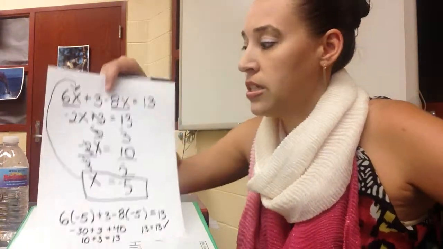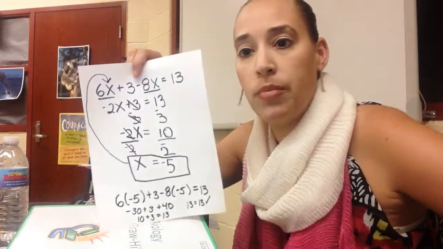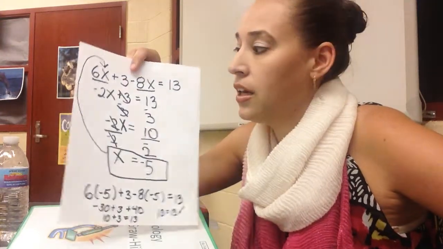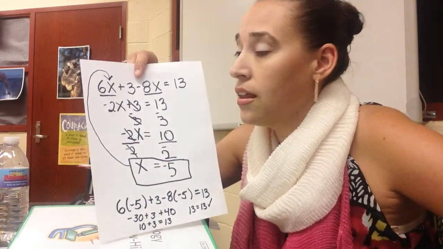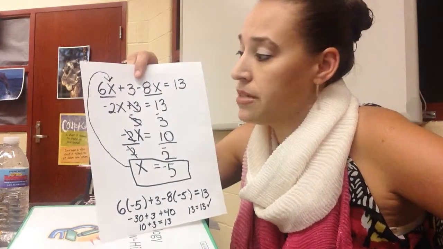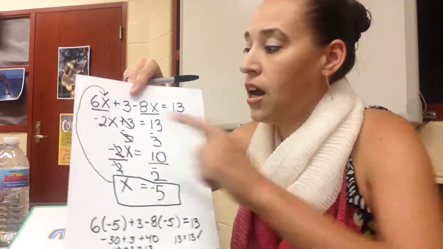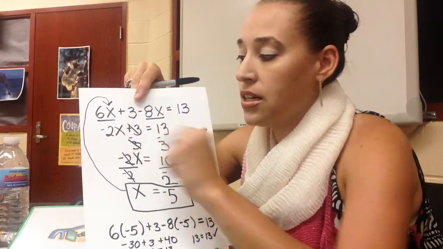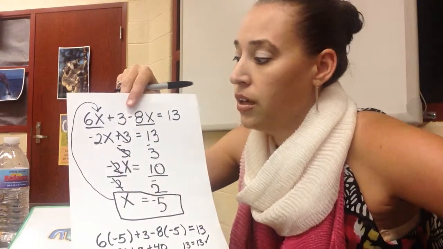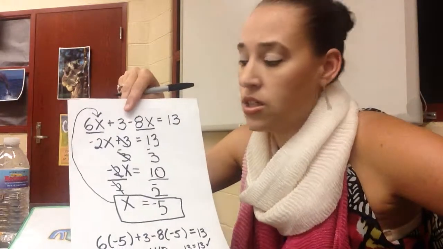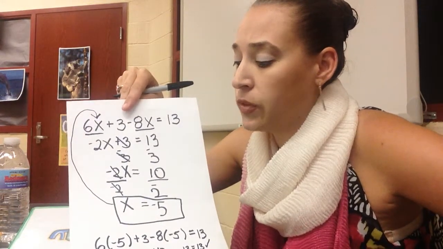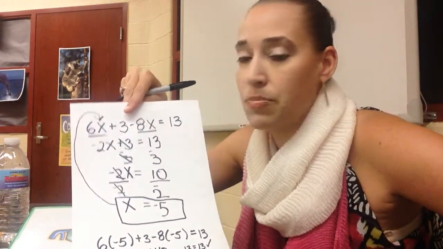I hope this helps you with understanding a two-step equation. Again, what did I do first? I combined the like terms. What did I do second? I got rid of whatever was not connected to the variable first. Then what did I do third? You want to get rid of whatever is attached to that variable. You need to get x by itself.